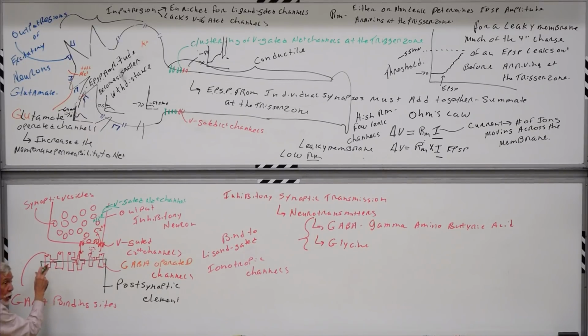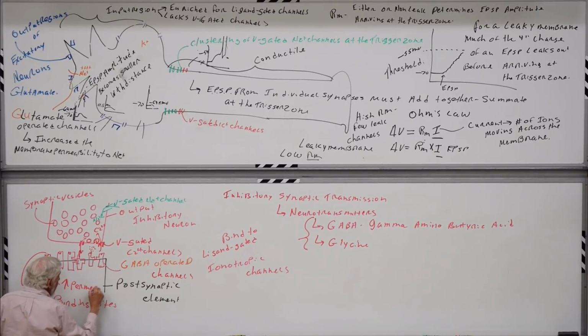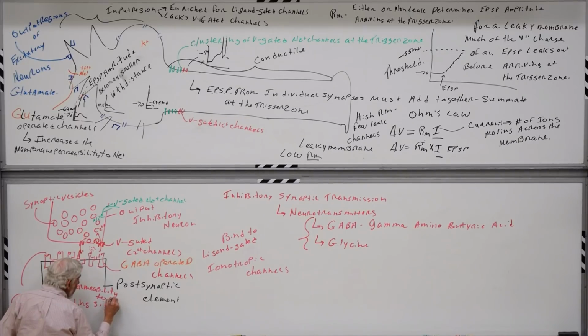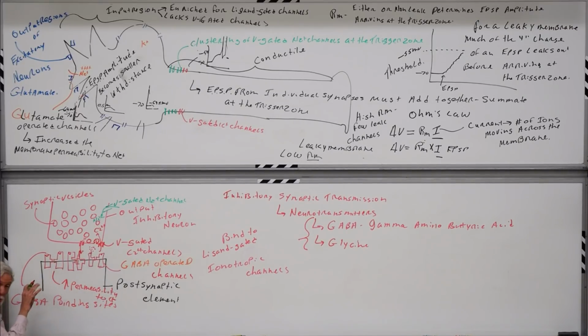But now when this channel opens, what we find is we get an increased permeability to chloride. And so now, in this case, when we open the channel, chloride comes in. We've added chloride to the inside of the membrane. Chloride is an anion, so what's that going to do to the membrane potential? It's going to hyperpolarize it, make it more negative.